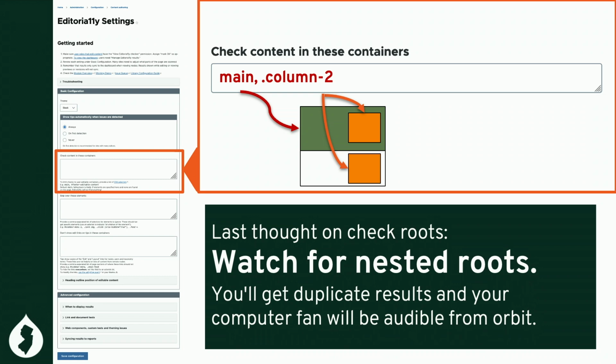Last thought on that, watch out for nested roots. Let's say you try to do main and column 2 in the footer, but there's also a column 2 in main, and you don't say footer column 2, you just say column 2. Well, now it's going to check main column 2 2, and it's going to check main column 2 2 when it checks main. So main column 2 2 is going to get two checks, and you're going to get duplicate alerts on those things, and you have a bad time, and your computer fan will be audible from orbit because of how many tags are getting run twice.